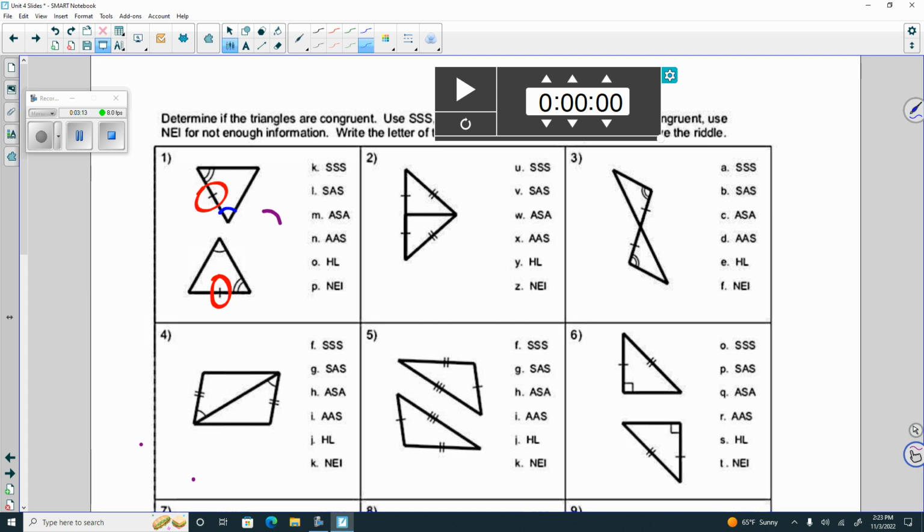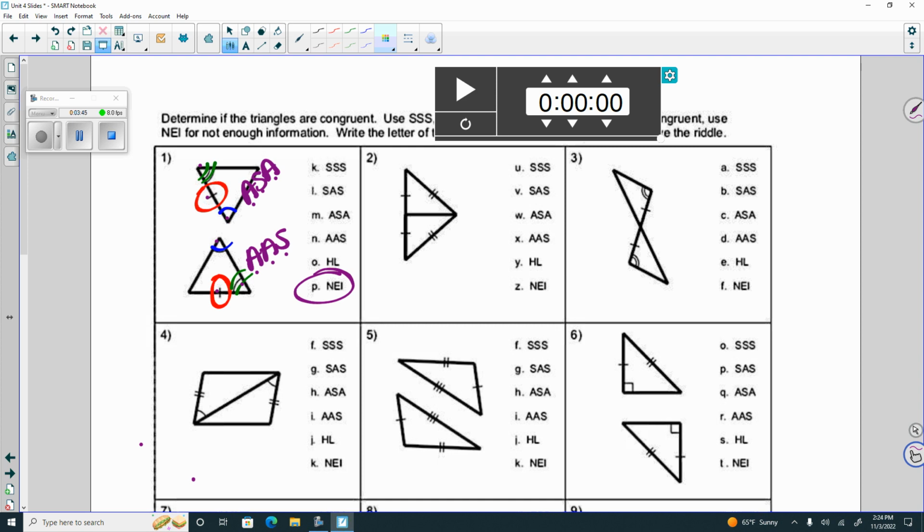But if you color code this, you should notice that this top triangle looks like angle, side, angle, so that's ASA. And then over here in this bottom triangle, this looks like angle, angle, side. And angle, side, angle, and angle, angle, side are not congruent. So this first one is going to be not enough information.